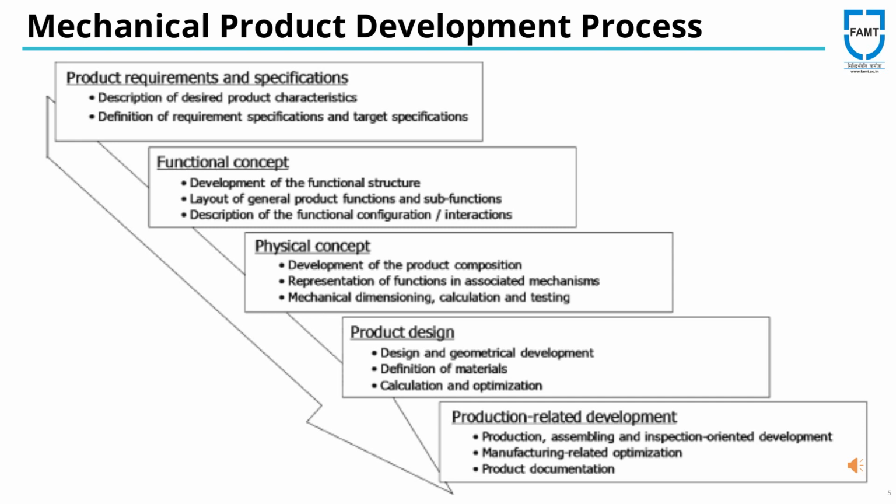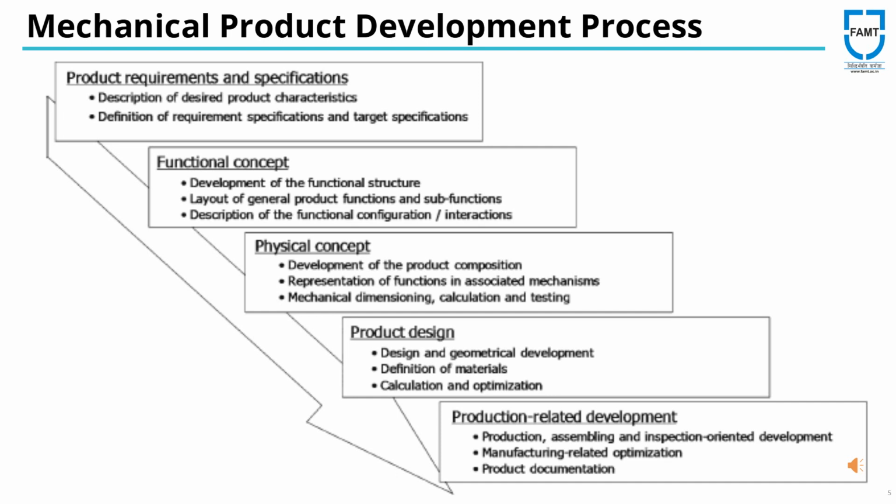And then comes the product design, actual product design, wherein shape, size, and all the functionalities, how the product looks, and what kind of materials will be appropriate in order to manufacture a particular product, is decided. Calculations are done. Then if required, optimization in the various product geometry, shape, and sizes, or material optimization is done. And then the last stage in the mechanical product development process is product related development, like actual production, assembly and inspection oriented development, manufacturing related optimization, and finally it ends with product documentation.